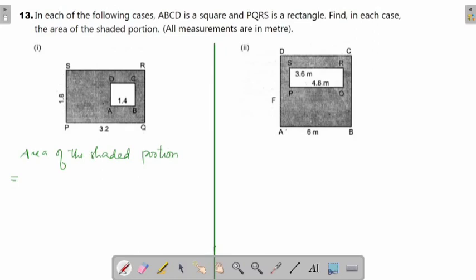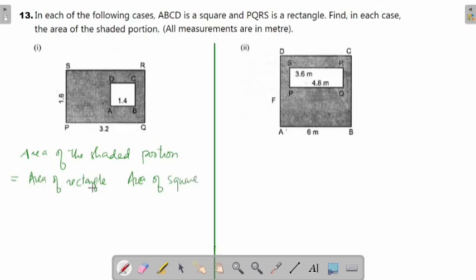So for example, what is the bigger figure here? Here the bigger figure is a rectangle, right? So here we will find first the area of the rectangle. That is the bigger figure. Okay, rectangle. And the smaller figure is a square, right? The question says ABCD is a square. So the smaller figure is a square. So we'll find its area also. So we'll find the area of the square.